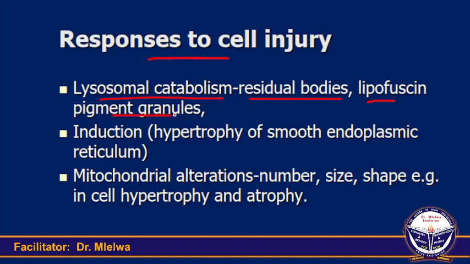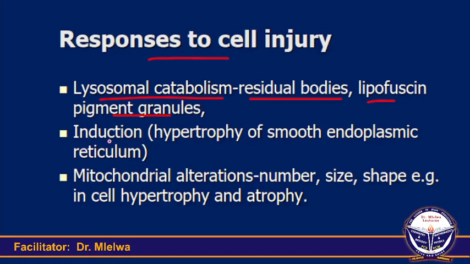Lysosomal catabolism means that lysosomes tend to digest different organelles of the cell, and then they form what we call a residual body. Hopefully in your advanced level cytology you learned about the residual body and lysosome. This is the body which results after the lysosome has digested different contents of the cell. But there can also be lipofuscin and pigment granules, as we will see later when we discuss them in detail.